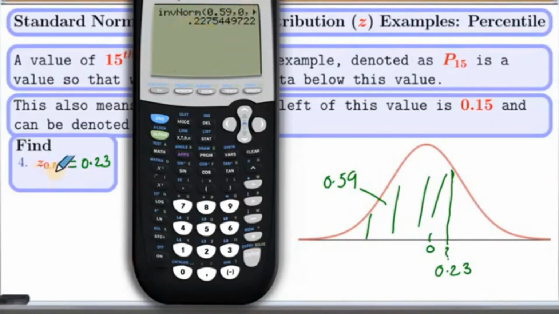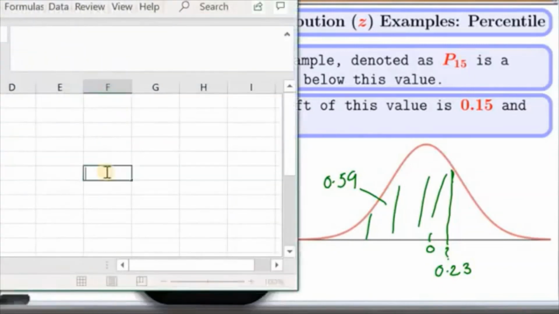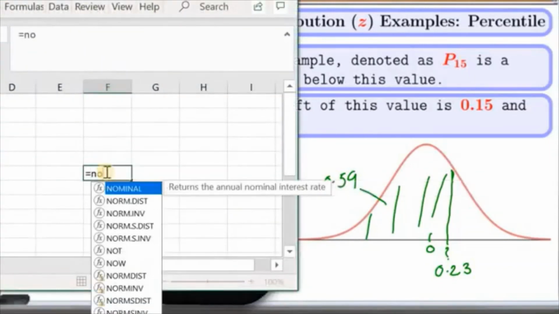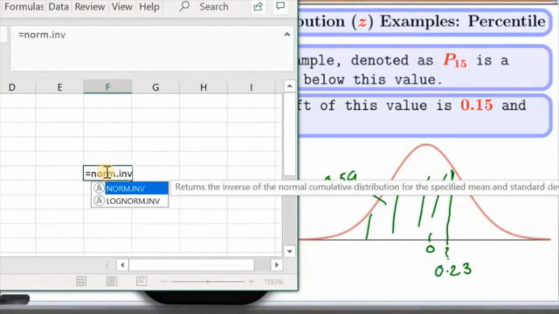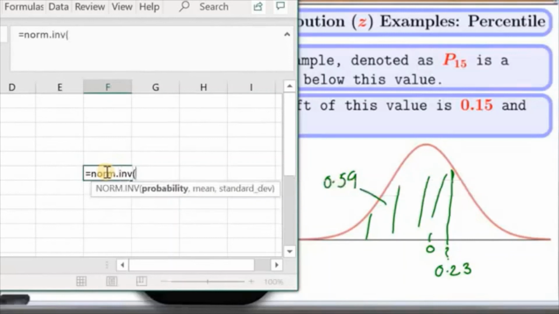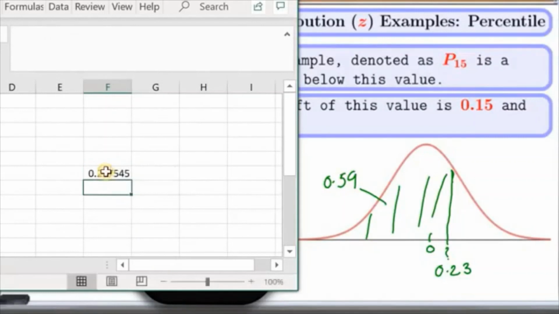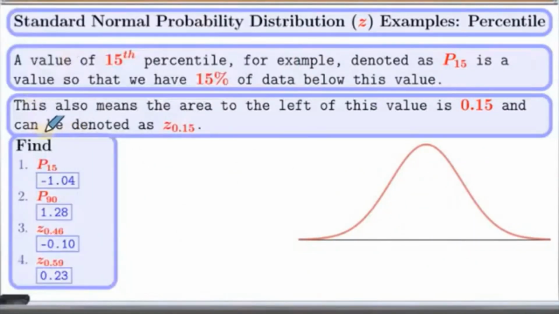Now let me show you how to find this value using Excel. For that, type in equals, then type in NORM.INV, then put parentheses. It takes area to the left, which is 0.59, comma, our mean is 0 and our standard deviation is 1, then close your parentheses, then hit enter. So this is what we have, and this is exactly what we got using calculator and also using table. Finally, we are done, and I have listed all the values right here.